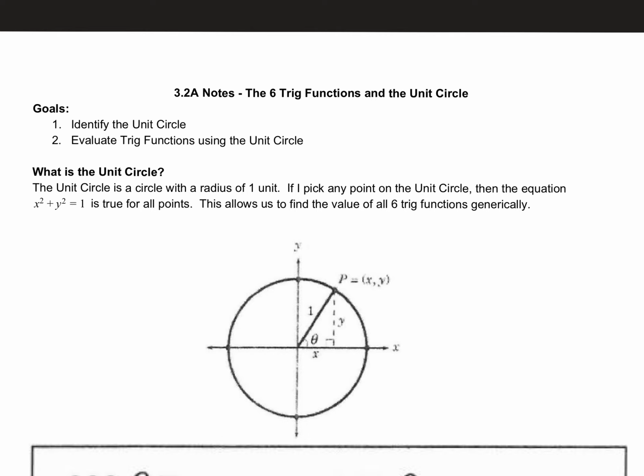And you might remember from Algebra 2 that the unit circle is just a circle with a radius of 1 unit. So if I pick any point on the unit circle, then the equation x squared plus y squared equals 1 is true for all points, and here's why.